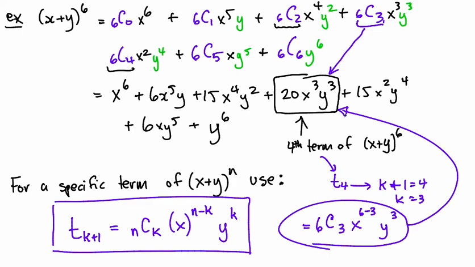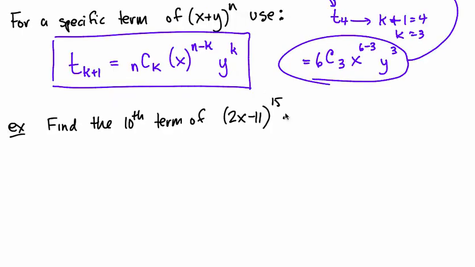So let's try one example with this. And I'm going to throw one other little quirk in there, which is it doesn't have to just be x plus y. It can be something plus or minus something else. So you think about this part as your x, and you think about this part as your y, including the negative sign. So let's try this one. I want to calculate t10. So t10 means that 10 is k plus 1, or k is just 9. That's the tricky part.